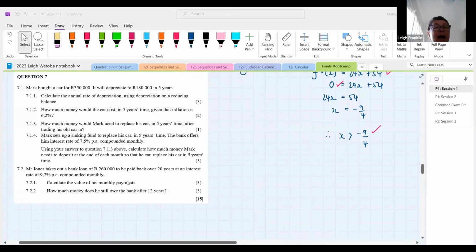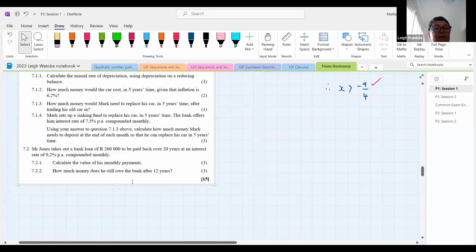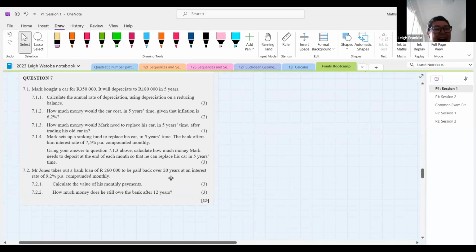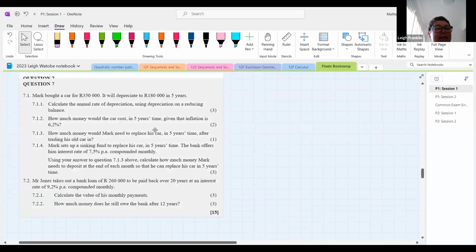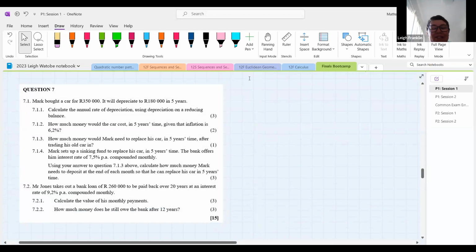Let's move on. All right, now, horrible, puffy financial maths. In my opinion, the worst part of the paper, but that's just me. I don't like financial maths particularly, but there we go. That doesn't have anything to do with you guys. Now, what are the questions with regards to financial maths? And remember, this section is only out of 15. It's only 15 marks out of 150.